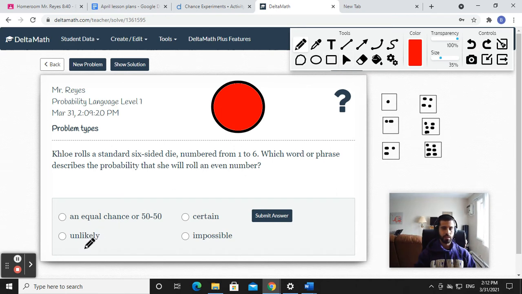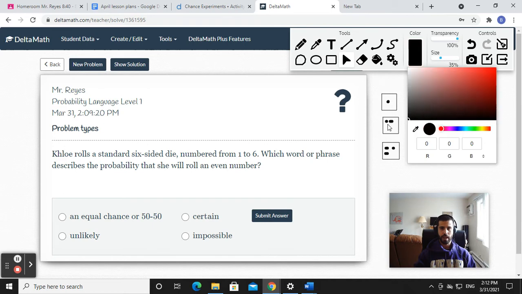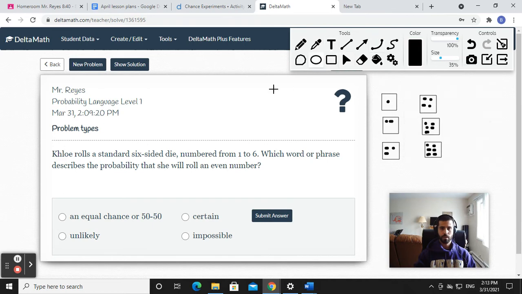Now, unlikely would mean, okay, it might happen, but it's less than half of the possibilities that it would happen. So let's say we had a spinner that looked like this. Okay, and we asked what are the chances that it lands on, we'll just say black and white, the white part. We'll say, well, it's more likely to land on the black part, but it could land on the white part. That's when you would say unlikely.